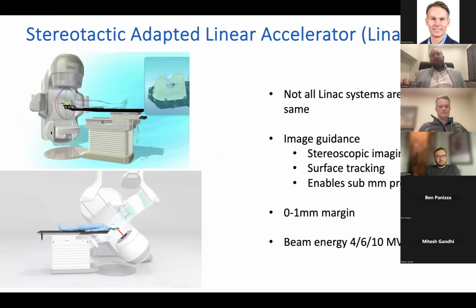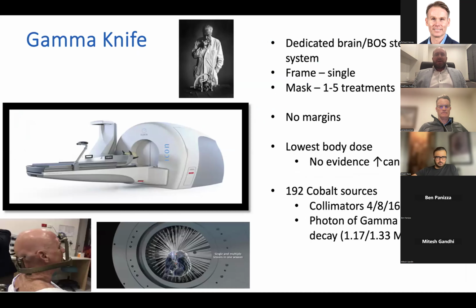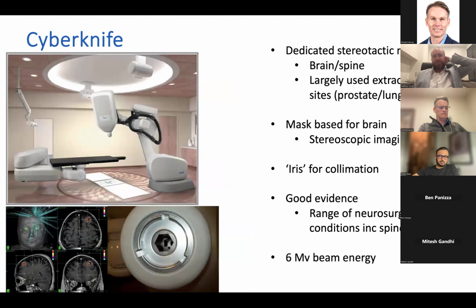I wanted to highlight that nowadays with modern photon stereotactic delivery, you can use a 0 to 1 millimeter margin on your target. So very accurate delivery of photon treatment. Gamma Knife is a dedicated brain and skull-based machine, usually delivering treatment in 1 to 5 fractions. If you're using one treatment, it's usually with a frame. If you're using multiple fractions, it's with a mask. There's a great body of evidence, which I'll touch on in this presentation, in chordoma and chondrosarcoma.